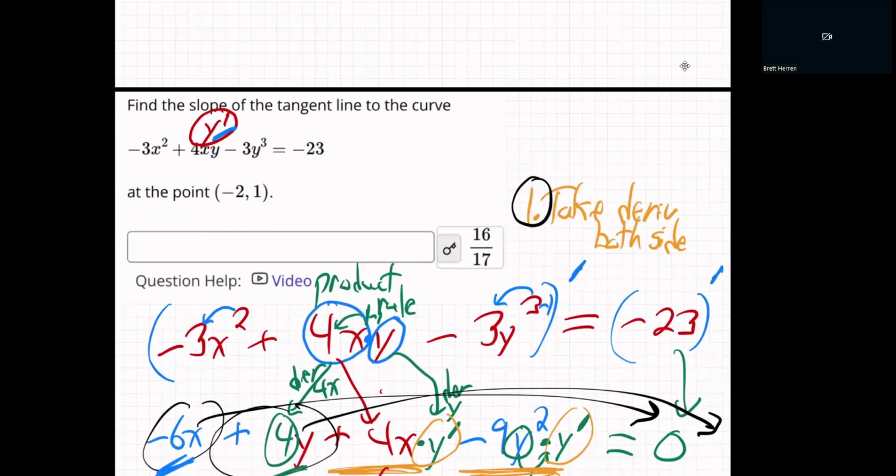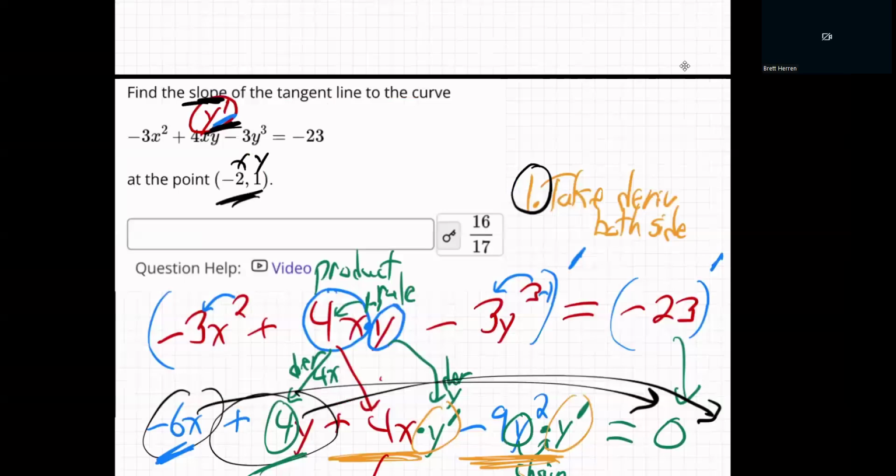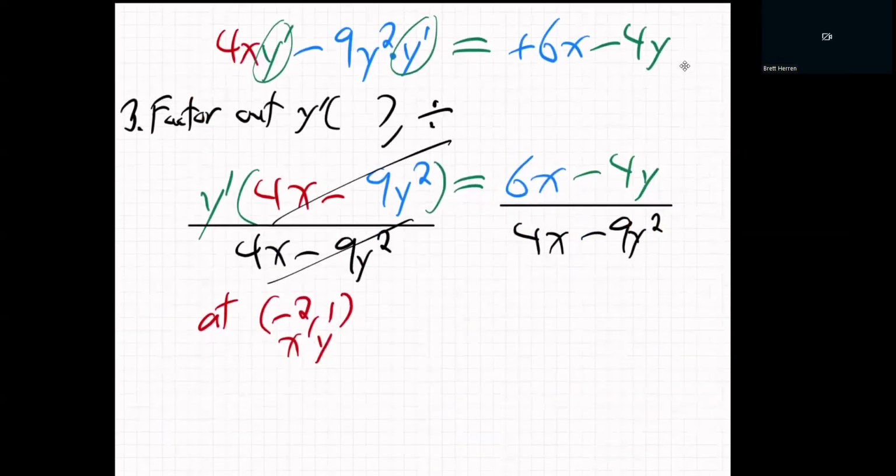Now, we got y prime alone. And then they want the slope of the tangent line, which is y prime, the derivative is the slope, at the point negative 2, 1. That's x and y, right? Negative 2, 1, x and y. Did I get that right? Negative 2, 1, x, y, yeah. So I put in for x, negative 2, and for y, 1.